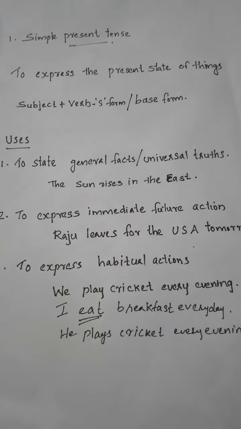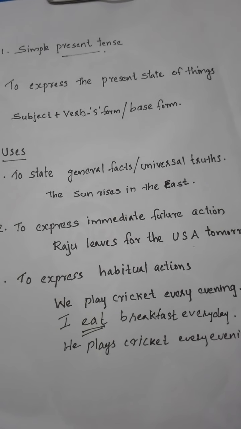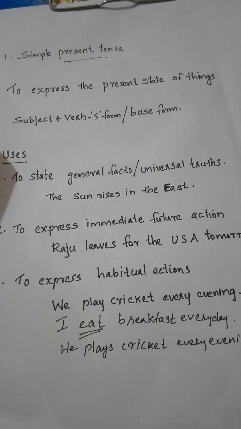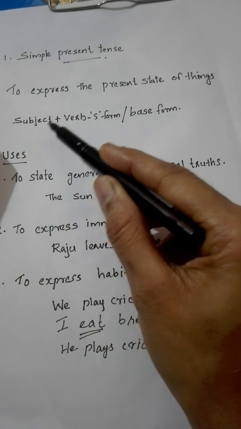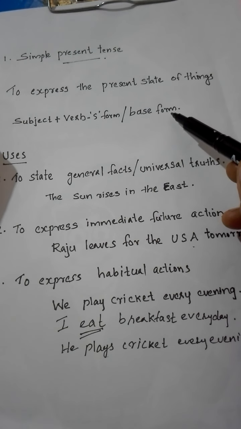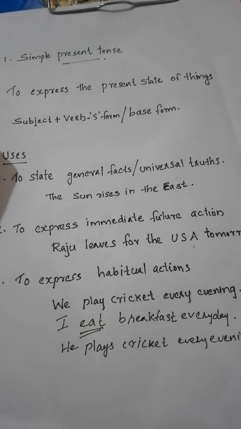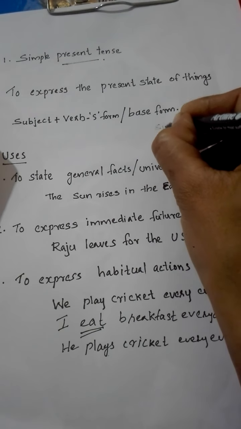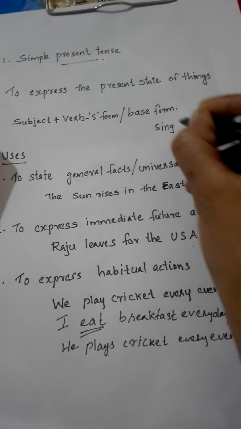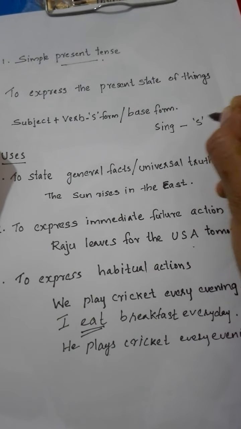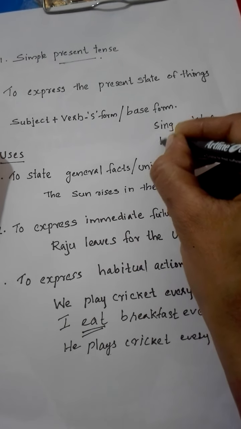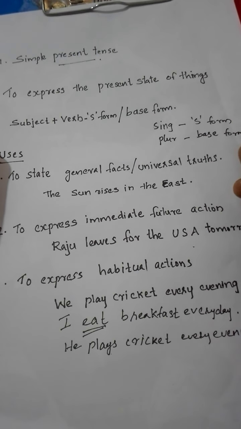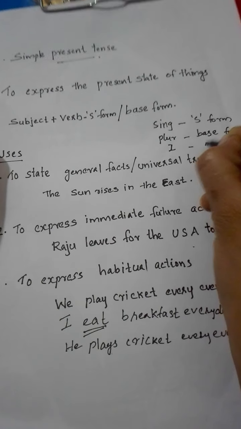So what are the rules in the simple present tense? Simple present tense we use to express the present state of things. Here we have to use subject plus verb's S form, otherwise base form, to construct a sentence in simple present tense. Clear? With the singular subject, what should we use? S form. And with the plural subject, what should we use? Base form of the verb. Got it? And with I, what do we use? Base form of the verb.